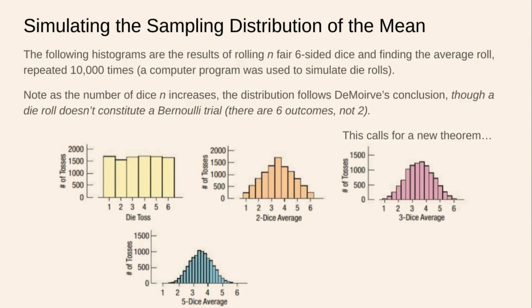And if I haven't convinced you yet that something is going on, I throw 20 dice and find the average 10,000 times. That's a bell curve right there. That is a unimodal and symmetric curve, no doubt about it. But again, we're not talking about a sample proportion. We're talking about a mean die roll. This is no longer a proportion, so we need a new theorem.